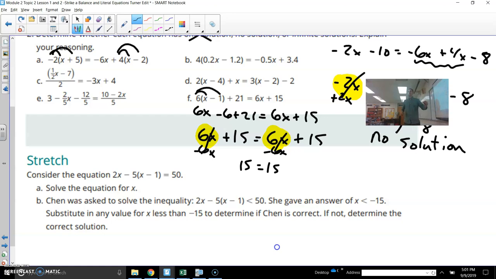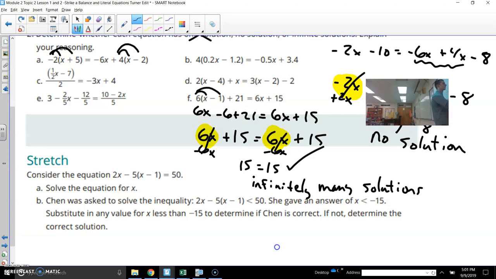Now, the first one, those numbers weren't the same, but this is a true statement. And that's true always, or forever, infinitely. So that is infinitely many solutions. Try the other ones on your own. Again, remember the answer is either one solution, infinitely many, or no solution.